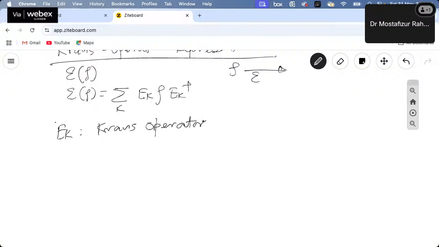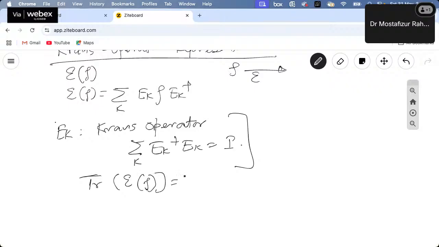Its elements do the operations on the density matrices, satisfying a condition: the sum over k of E_k dagger E_k equals the identity. This is the condition for the Kraus operators. It defines the completeness relation, and it ensures that the operation is trace preserving, that is, the trace of epsilon of rho equals 1. This will help us work on product or composite states, where you have the effect of noise and want to analyze the impact.